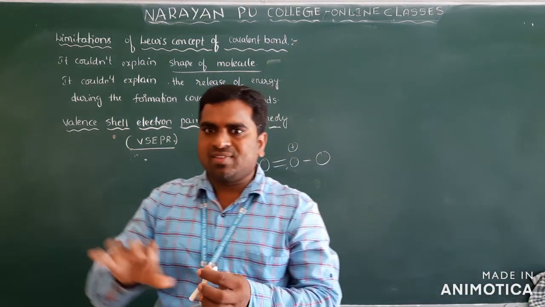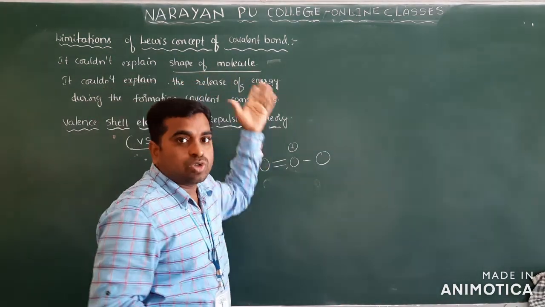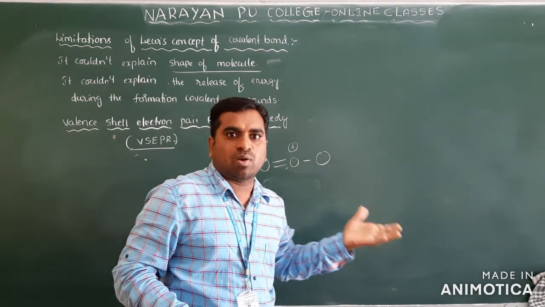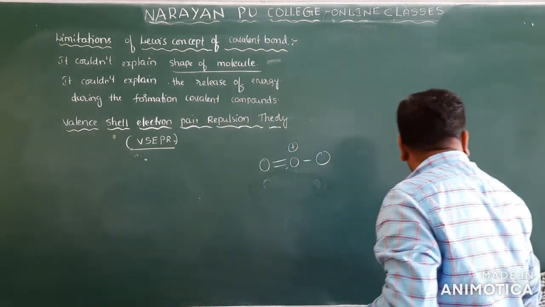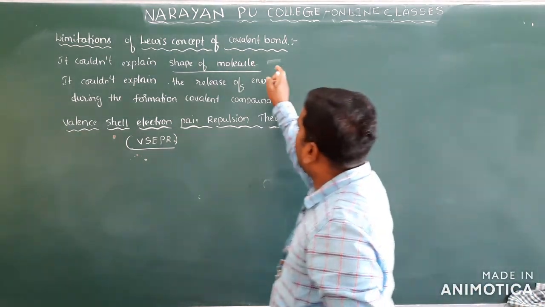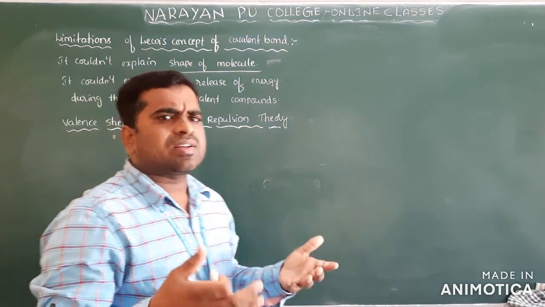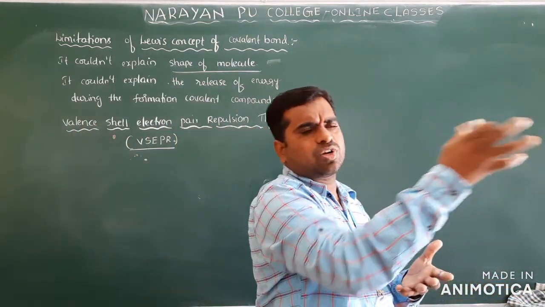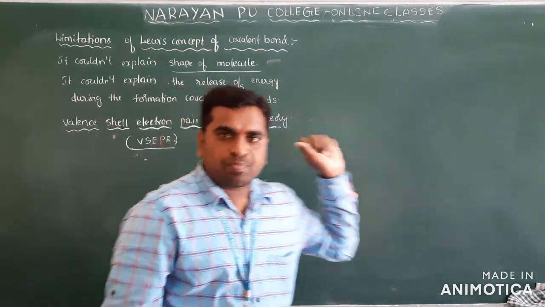That is just, we are writing a skeletal structure. But by using Lewis dot structure we cannot say exactly what is the shape of the molecule. Clear? So that is the main limitation of the Lewis concept. We are just writing a skeletal structure. That skeletal structure may not give the exact shape of the molecule. And the second one, we already mentioned.